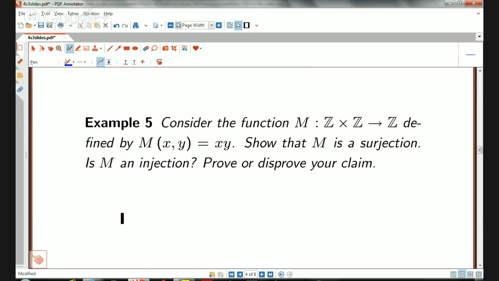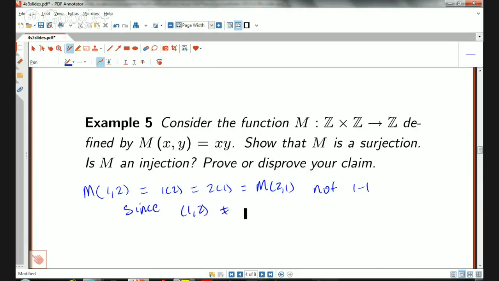Okay, back here. So we want to show it's onto. Is it one-to-one? We have to come up with 2 different x, y values that have the same value. So m of 1, 2 is equal to 1 times 2. 2 times 1 is m of 2, 1. So it's not one-to-one, because 1, 2 is not equal to 2, 1. But it is onto. So how do we show onto? What is the range here? The integers. So we have to get something in the integers.